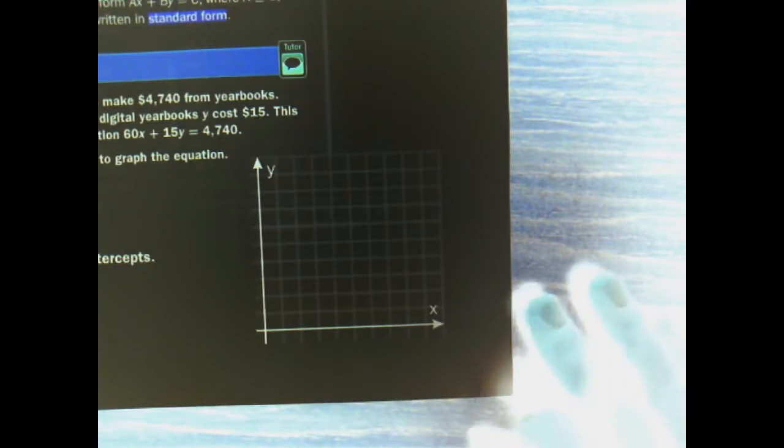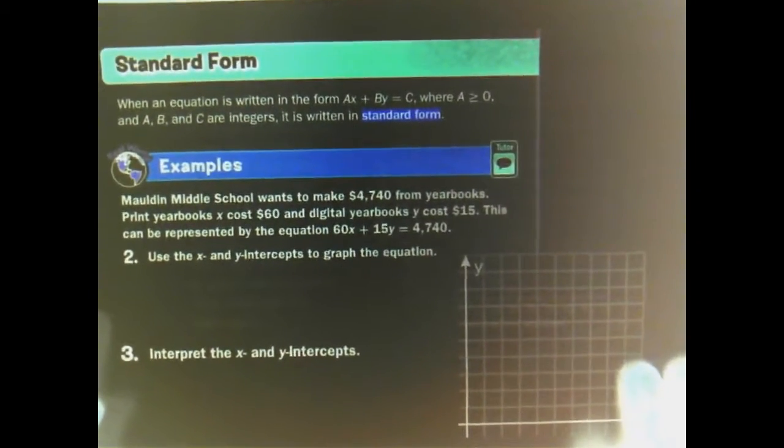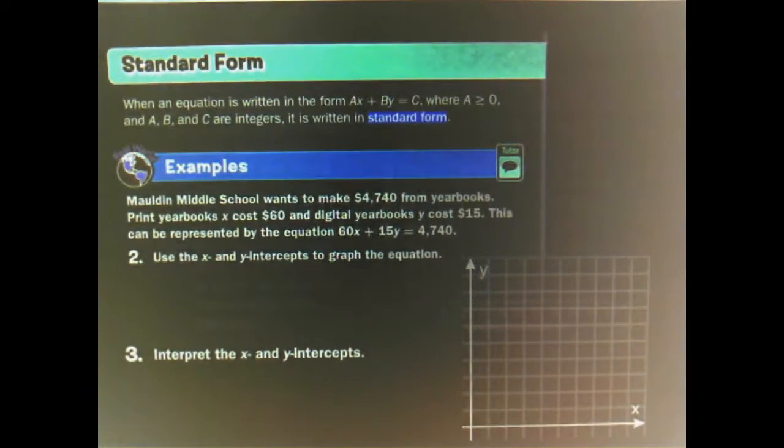So moving on to the second half of the lesson here today, we're going to talk about something called standard form. Standard form is another form of a linear equation. So far we've had slope-intercept form, which is y equals mx plus b. Here we have standard form, which is ax plus by equals c, where a has to be greater than or equal to 0, and a, b, and c are integers, which means they're not fractions and they're not decimals. So a has to be greater than or equal to 0, which means it is positive, and a, b, and c cannot be fractions or decimals.